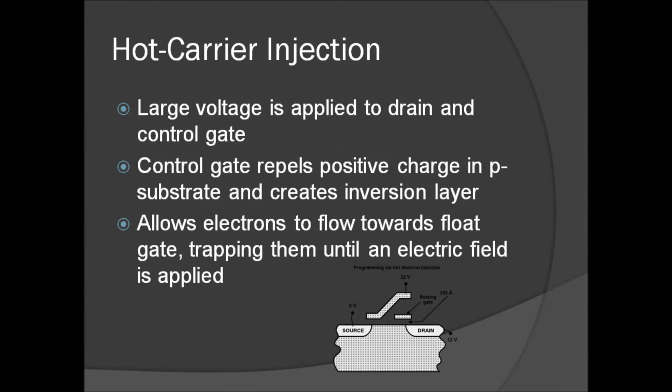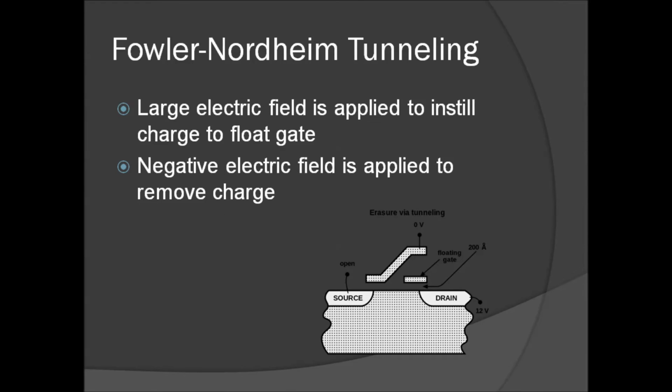Hot carrier injection is done by applying a large voltage to both the drain and control gate of the transistor. This results in the control gate repelling positive charge away in the p-type substrate, creating an inversion layer. This allows electrons to gather on the float gate, trapping them there until an electric field is applied to remove them. Fowler-Nordheim tunneling consists of applying a large electric field in order to instill a charge to the float gate. To remove that charge, a negative electric field can then be applied.